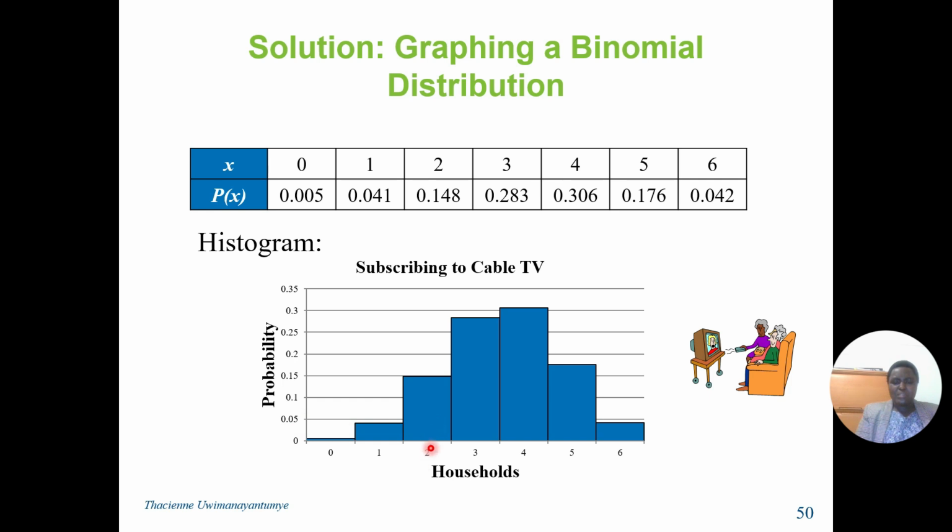And so on. The probability for x equal to 2 is 0.148, so approximately 0.15. And so on. And I've told you that the area of each bar should be equal to the probability of the corresponding x. So for the probability that x equals 0, 0.005, the area should be equal to 0.005, and so on. So that was it. That's how you can just make a histogram.